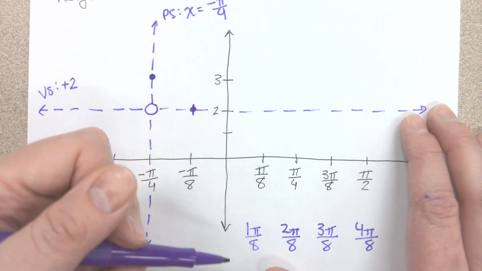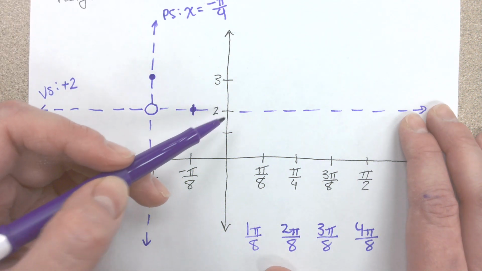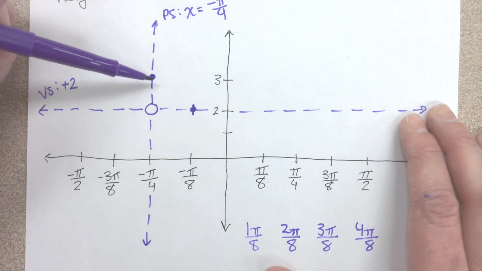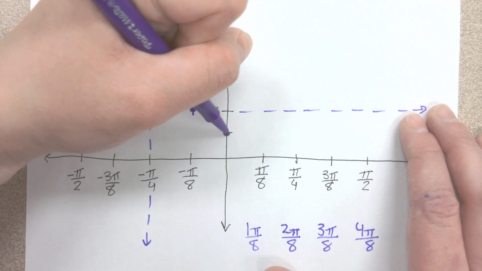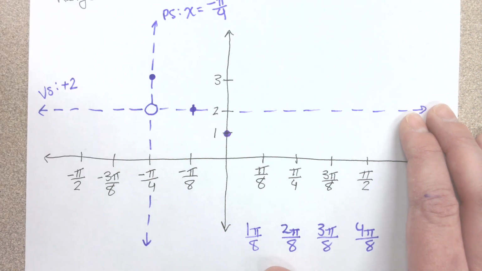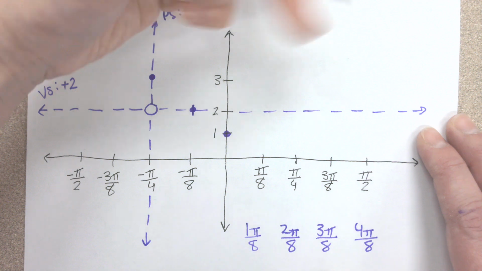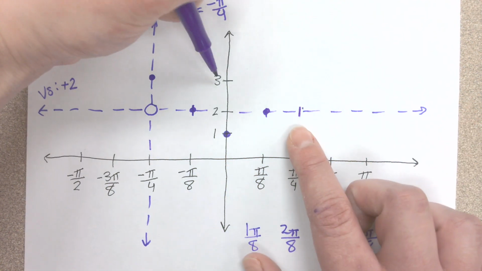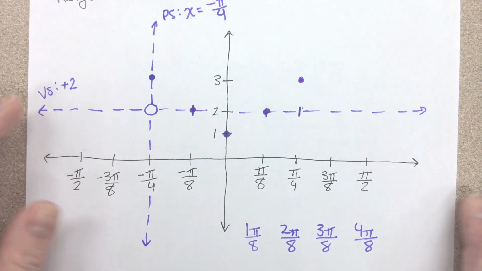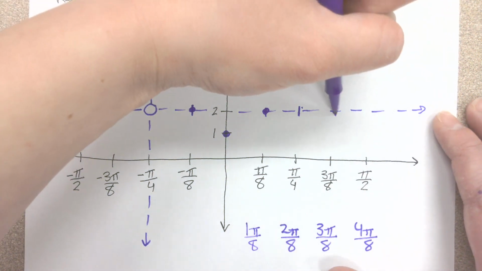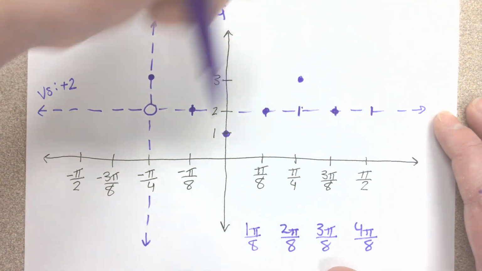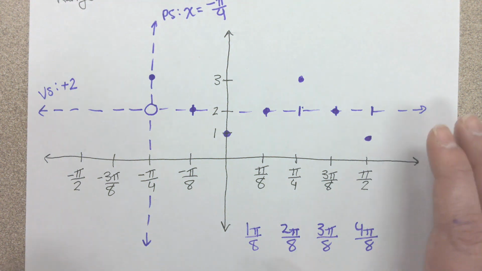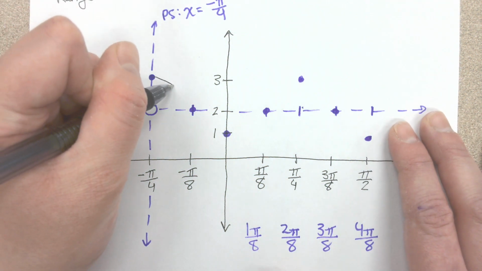Next interval, which is the y-axis, don't discount it, is our minimum. Again, amplitude is 1, so we went up 1 for our maximum, down 1 for our minimum. So our minimum here is at 1. Next interval, we're back on the midline. Next interval, we're back up to the maximum. Next interval, we're back on the midline. Next interval, we're back down to the minimum. I'll go ahead and sketch this part of the curve.